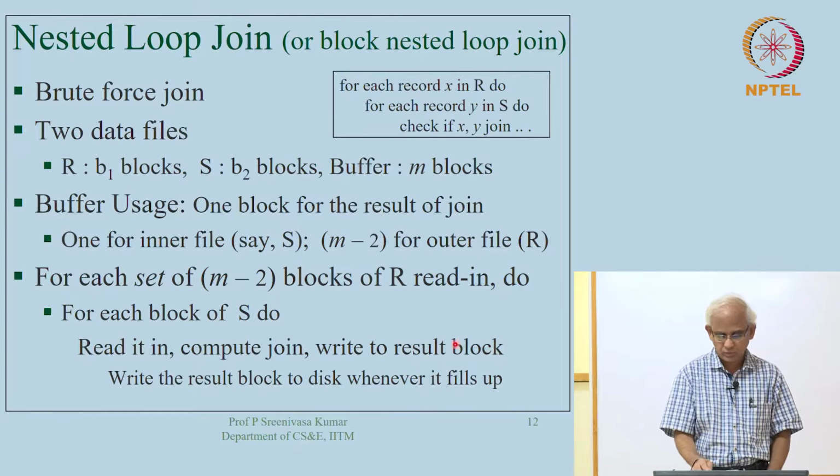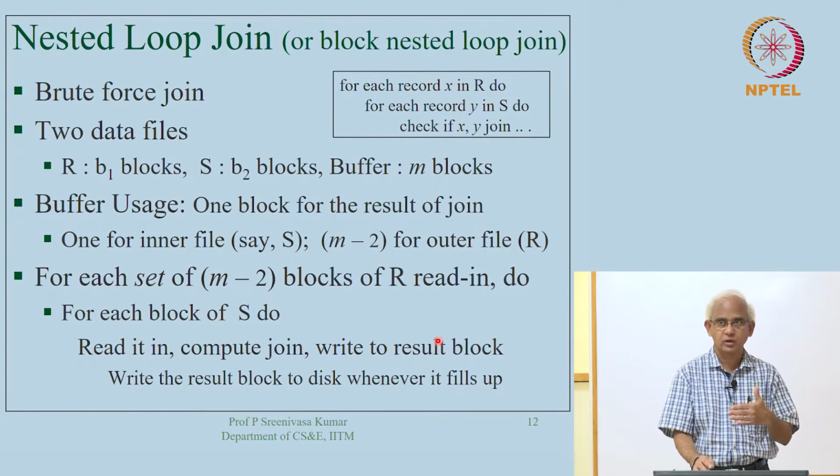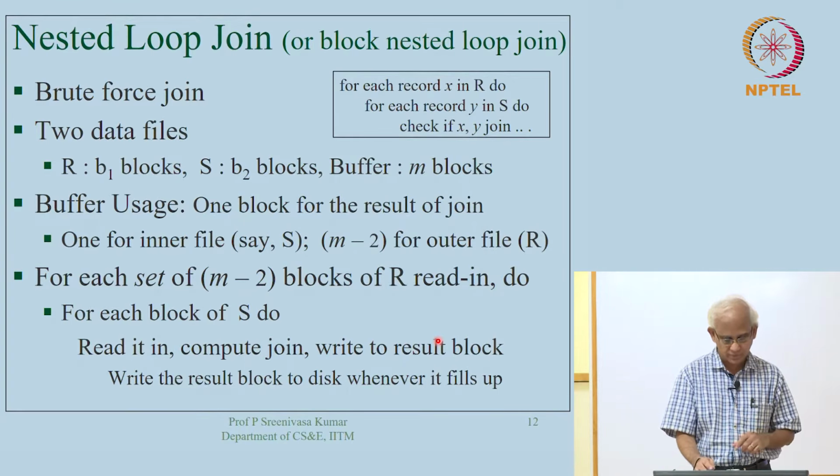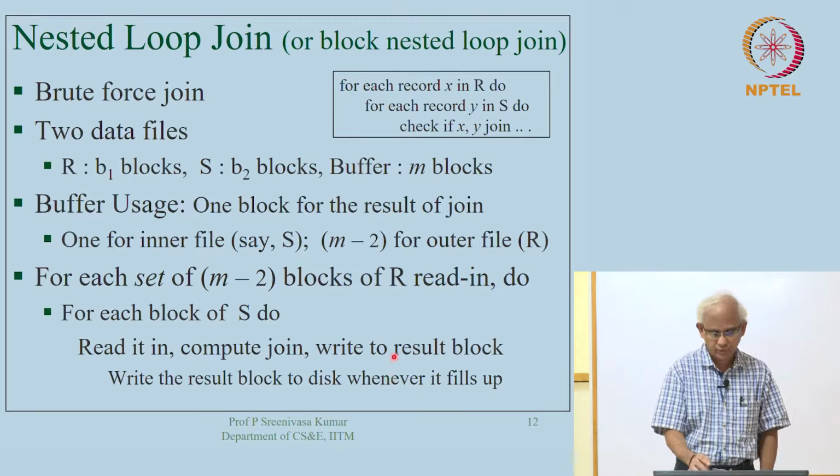Second, we have kept one block for writing the join result, right. So, we will write records into that block, and as soon as that block is full, we will write it to the disk. It is a buffer space. So, we fill it and then keep writing it to the disk. Okay. So, this is what we will do.